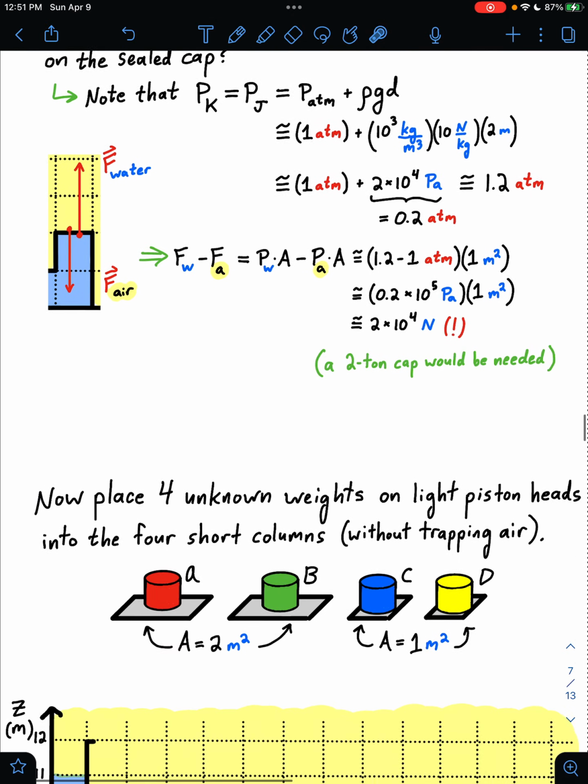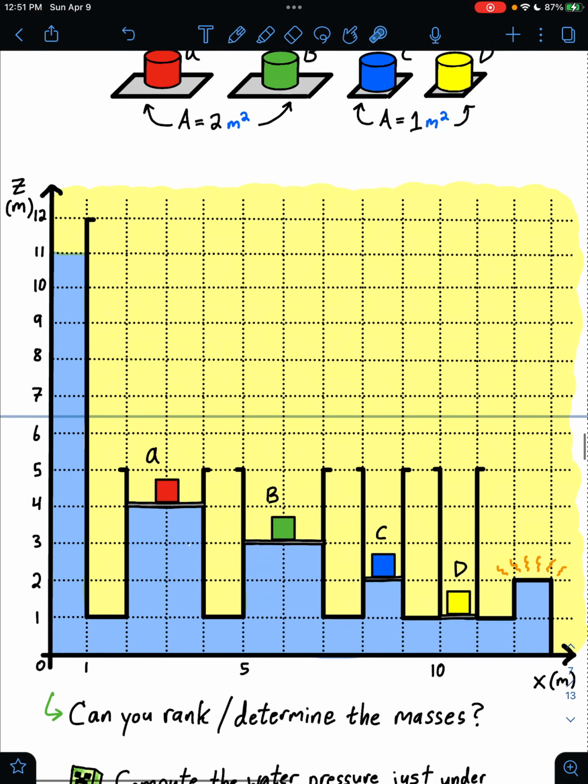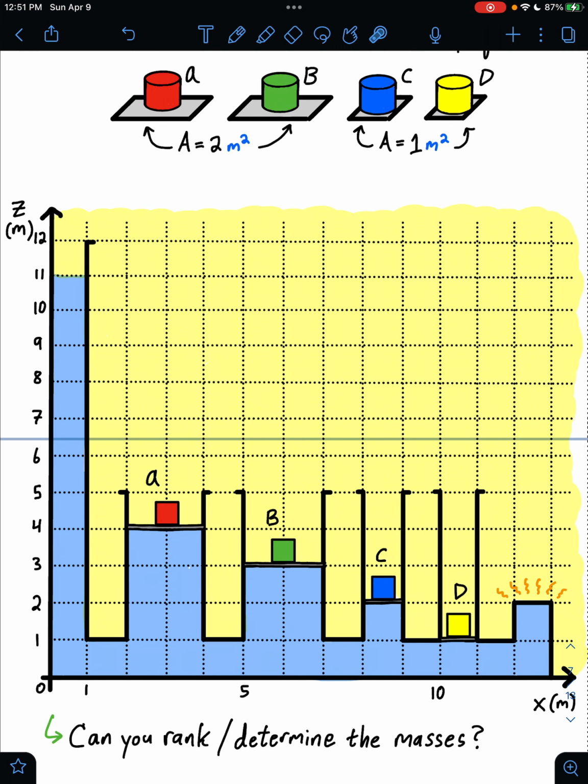So suppose we load in those pistons and we see this happen. Mass A basically doesn't move the water at all. It's going to rest right at that original height of 4 meters. Mass B is going to press the water down a meter, C presses down 2 meters, and D presses down 3 meters here. All that displaced water rises up the column here to a new maximum height there at 11 meters. And now we've got an increased pressure over here at our cap.